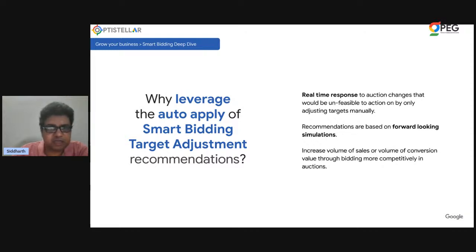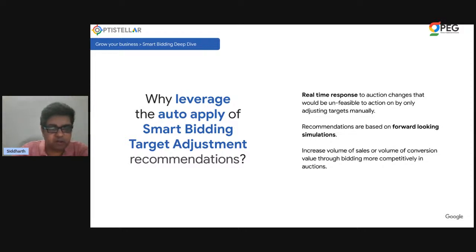Now, why leverage the auto apply smart bidding adjustment target adjust recommendations? Well, when you see these recommendations like adjust tROAS or adjust tCPA, let us tell you why these recommendations are there and what is the logic behind them. Basically, if you are on a smart bidding recommendation, let's say tCPA, the system analyzes that there is a sudden increase in traffic, and because of this sudden increase in traffic, you would actually be able to improve your conversions considerably by lowering your targets a little bit or becoming more aggressive.